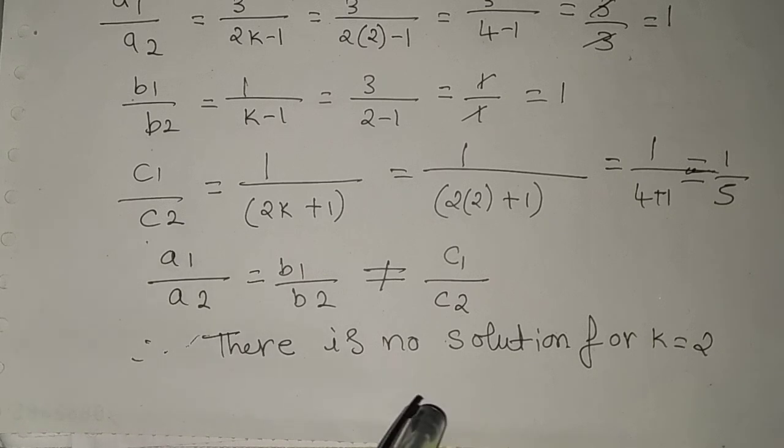Therefore finally we have to write, in the question they have asked for which value the following pair of linear equations will have no solution. So the answer is, there is no solution for the value k is equal to 2. So this is the solution for the exercise 3.5 second problem. We completely finished the first and the second problem in exercise 3.5.